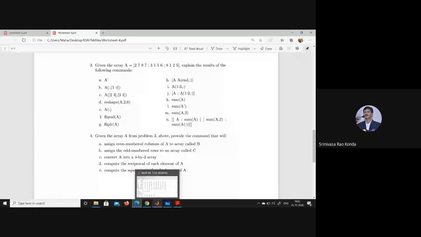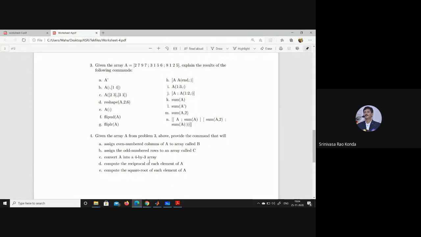Okay, next. Assign the odd number of rows to an array called C. That's why I say convert A into a 4 by 3 matrix. Compute the reciprocal of each element, that you know, 1 dot by E. Compute the square root of each element of E. SQRT of E.